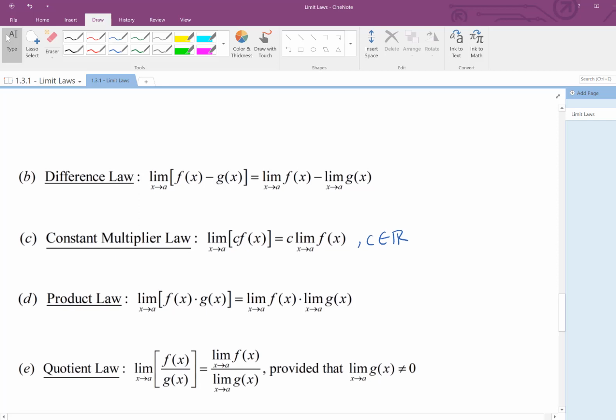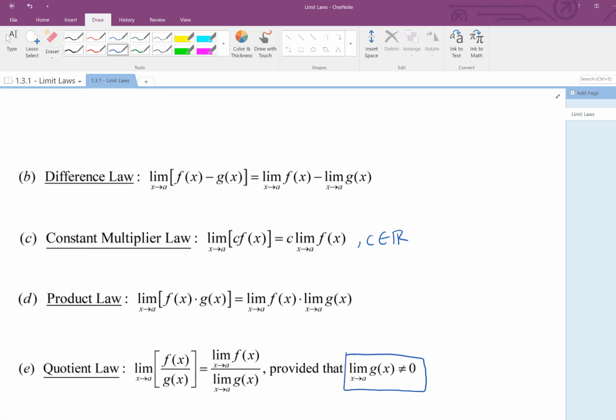If I take the limit as x goes to a of the quotient of two functions, f of x divided by g of x, that's the same thing as the quotient of the limits: the limit as x goes to a of f of x divided by the limit as x goes to a of g of x. Now I gotta be a little careful here, because that's assuming that the limit as x goes to a of g of x is non-zero, right? Because if that were to happen, we'd have division by 0, and that's not going to play the same game here.